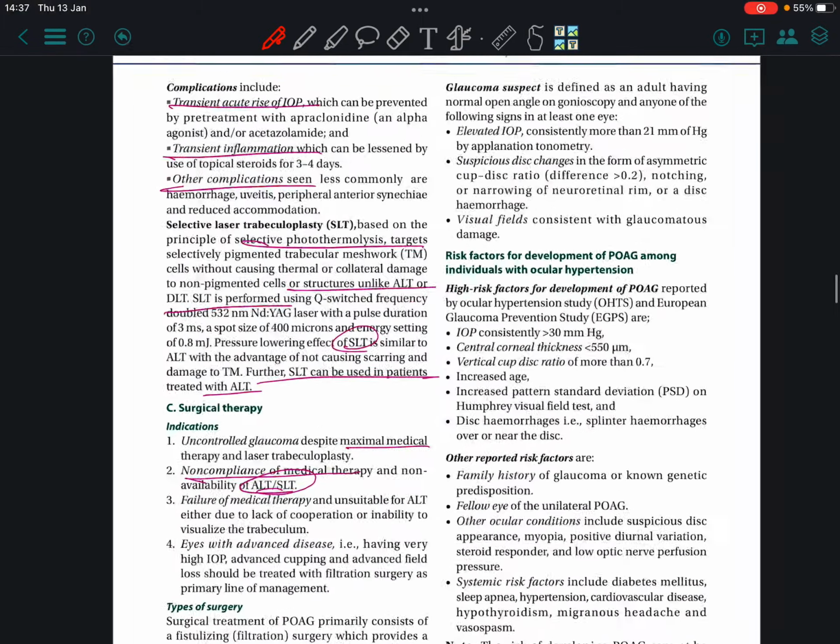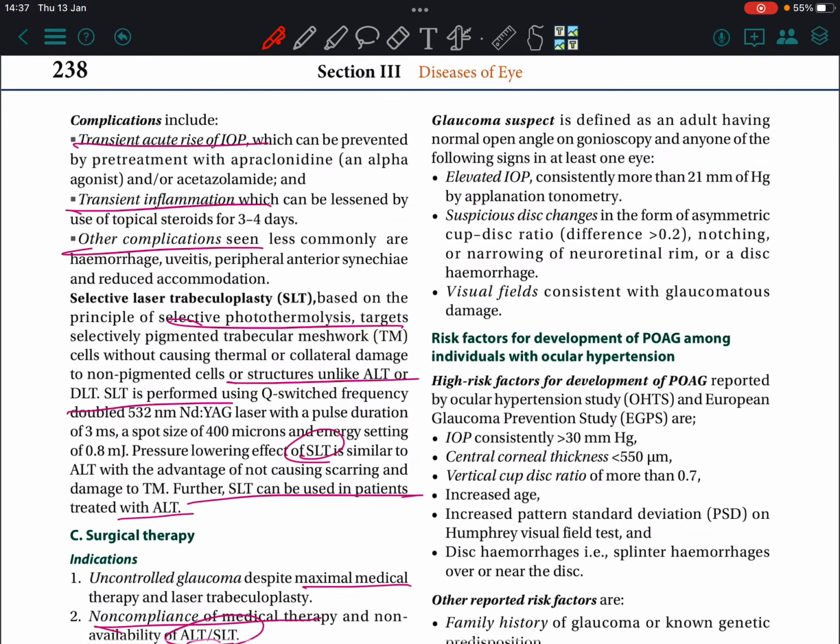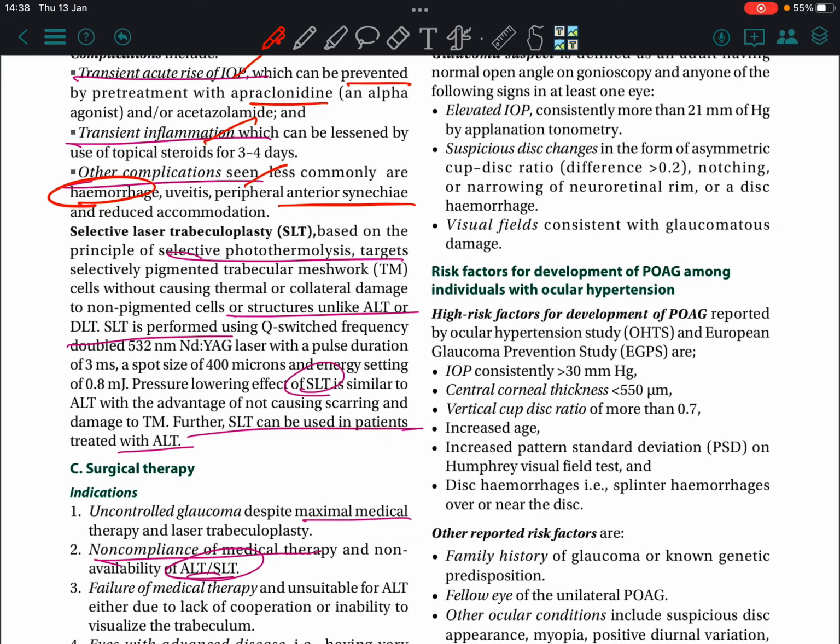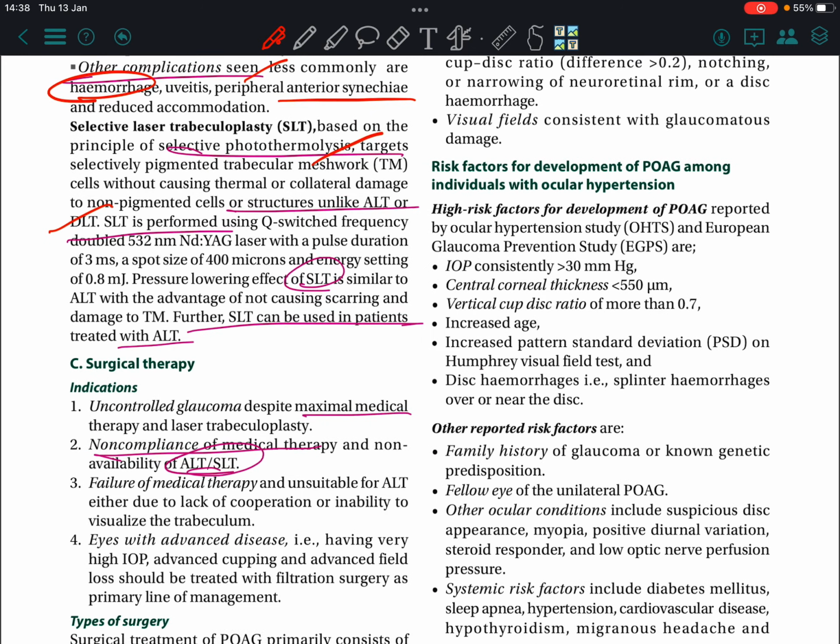Complications include transient acute rise of IOP and transient inflammation. Other complications seen less commonly are hemorrhage, uveitis, and peripheral anterior synechiae. Selective laser trabeculoplasty is based on the principle of selective photothermolysis, which selectively targets pigmented trabecular meshwork structures. Unlike ALT and DLT, SLT is performed using a Q switched frequency doubled laser. The pressure lowering effect of SLT is similar to ALT. Further, SLT can be used in patients previously treated with ALT.